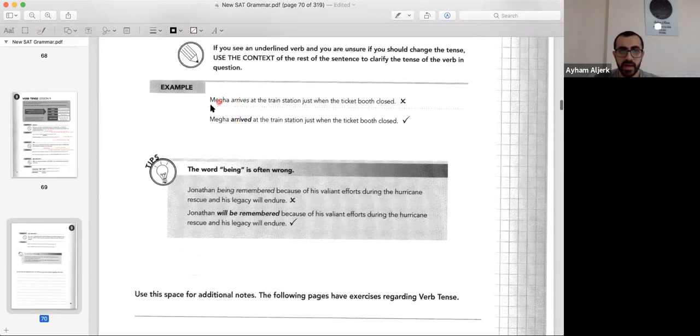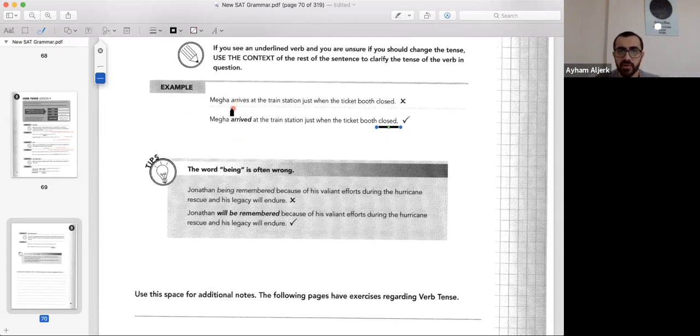For example, we have: Mega arrives at the train station just when the ticket booth closed. So we need to focus on the context here. Context means the words surrounding the word we are talking about. So here, for example, we have "when the ticket booth closed." So it means we have something that is talking about the past.